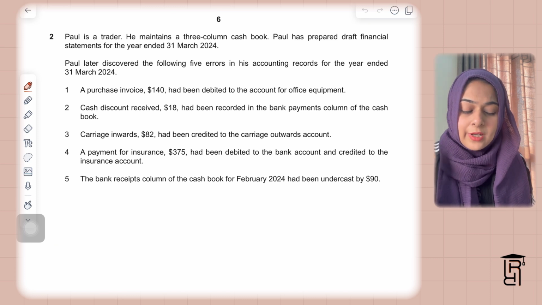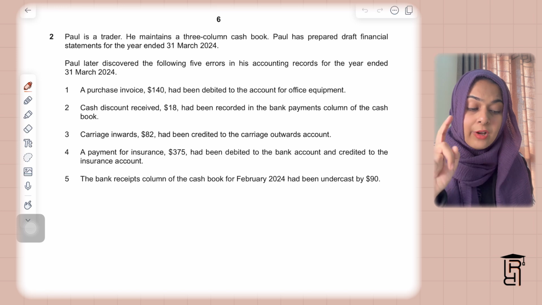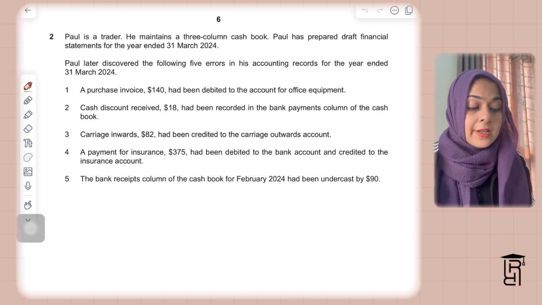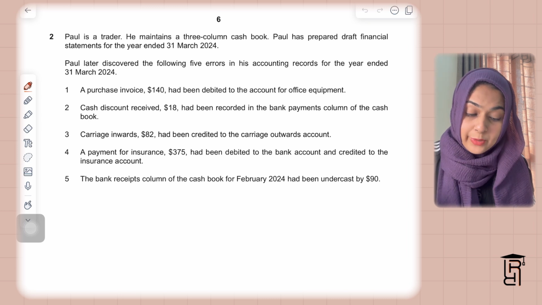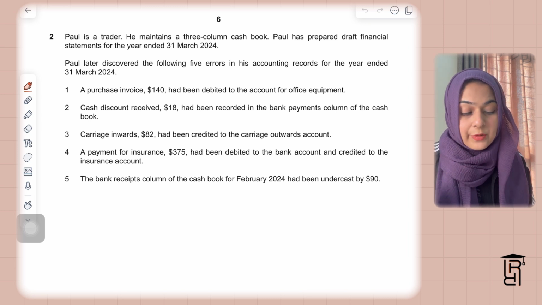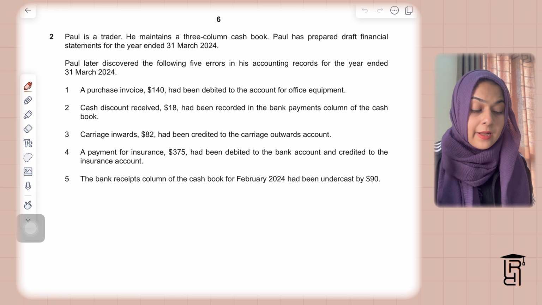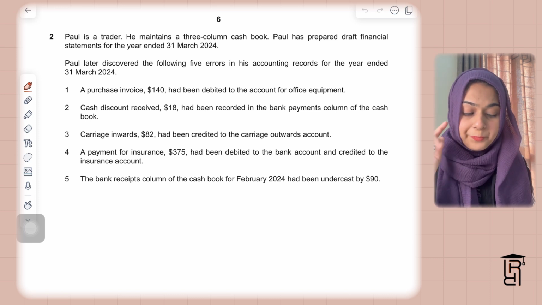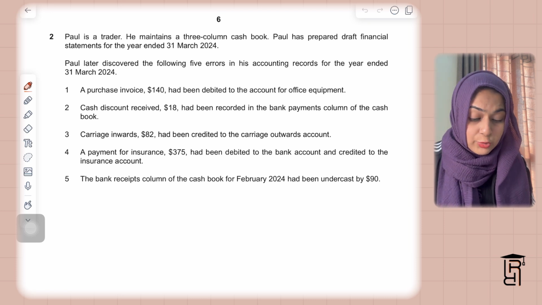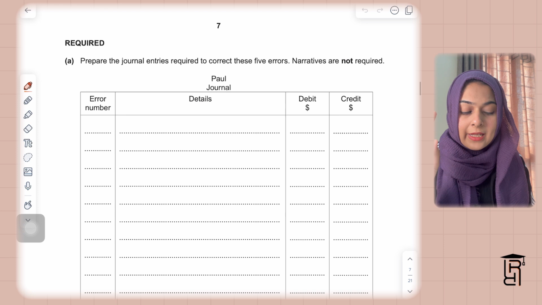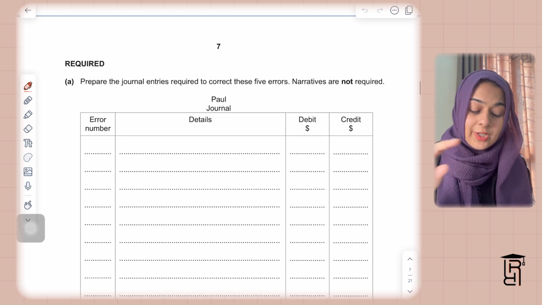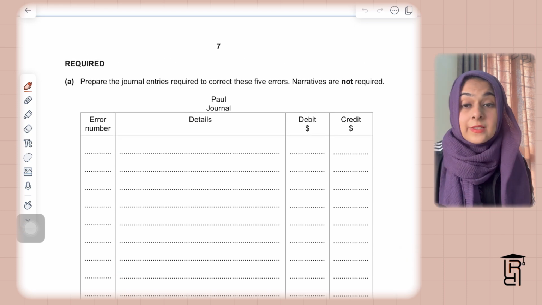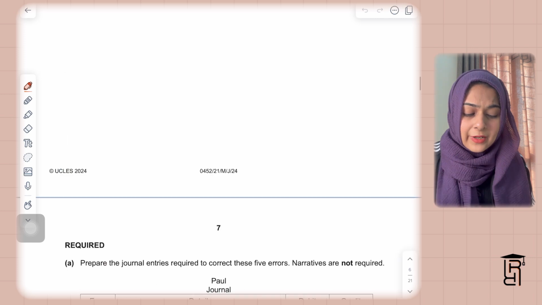Here they're saying Paul is a trader. He maintains a 3-column cash book. Paul has prepared draft financial statements for the year ended 31st March 2024. Paul later discovered the following 5 errors in his accounting records for the year ended 31st March 2024. They've given you 5 errors here, and in the first part they are expecting you to correct these errors. So they are saying here, prepare the journal entries required to correct these 5 errors. Narratives are not required. It's very simple.